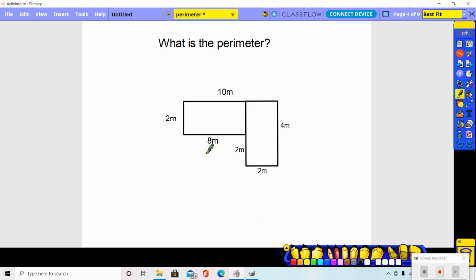So we'll start by adding 8 meters and 2 meters, as those together will equal 10. Notice how I'm crossing the measurements out as I add them, so I don't forget what I've added. So 8 add 2 is 10. Add another 10 will be 20 meters. Add 2 will be 22 meters. Add another 2 is 24 meters. And finally, adding 4 here takes us to a total of 28 meters. So the perimeter of this shape is 28 meters.